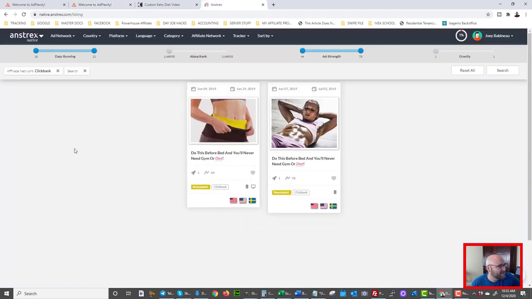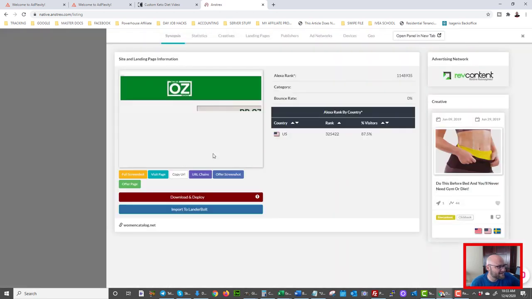On Anstrex, however, here's what I get for results on the last 18 days. Kind of hard to see any other ads. I can't filter by landing page versus ad. I'm sure I could if I went into the depths of their search function, but it's just a little harder to find. Now let's just click on this as an example to see what I would see, okay?